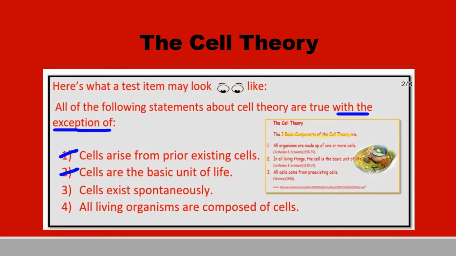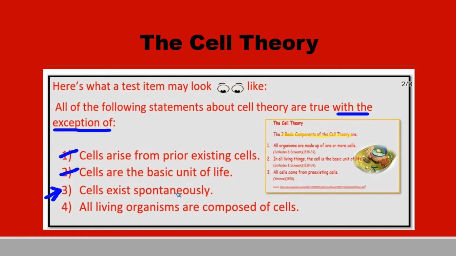When we look at option number 3, it states cells exist spontaneously. Well, we have already determined that all cells come from pre-existing cells, and so therefore they cannot exist spontaneously. So we know that according to the statement that option 3 is not true, and therefore we have answered this statement. All of the following statements about cell theory are true with the exception of number 3, because cells do not exist spontaneously.